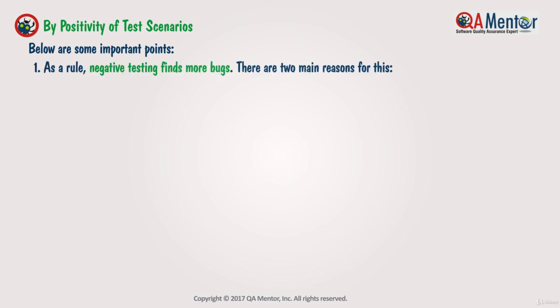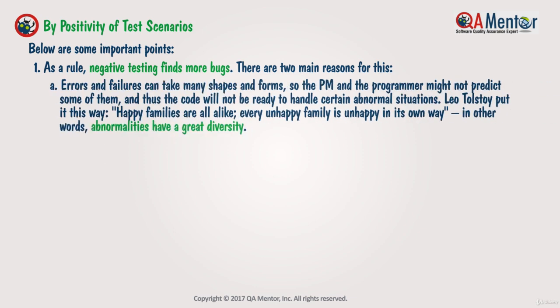1. As a rule, negative testing finds more bugs. There are two main reasons for this. A. Errors and failures can take many shapes and forms, so the PM and the programmer might not predict some of them, and thus the code will not be ready to handle certain abnormal situations. Leo Tolstoy put it this way: happy families are all alike. Every unhappy family is unhappy in its own way. In other words, abnormalities have a great diversity.